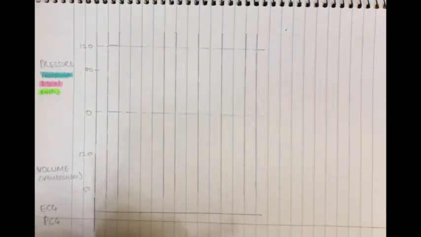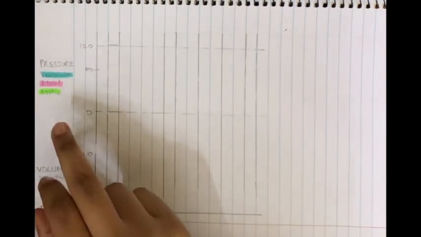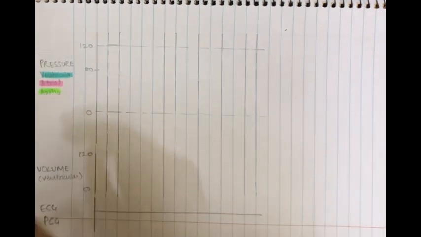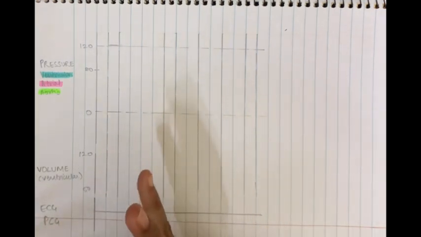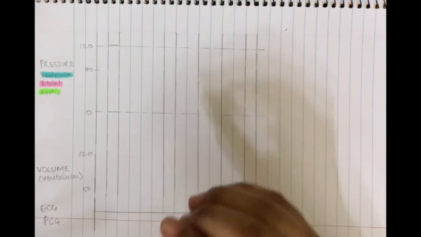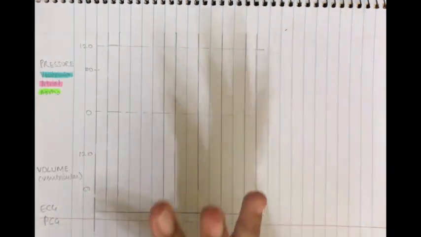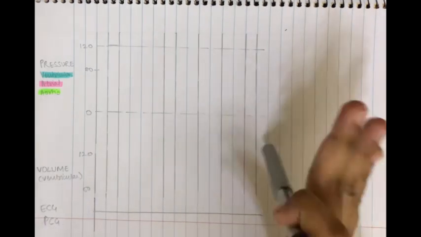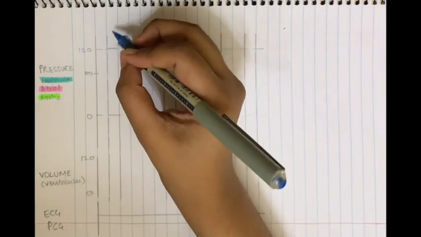Now I'll explain everything. Pressure is the pressure changes in the ventricle, which I'll be denoting with blue color, then in the atria with pink, and in the aorta with green. Volumetric changes only in the ventricle, and finally ECG, that is the electric changes or electrocardiogram, and PCG or the phonocardiogram or the heart sounds. You can again check out my video on ECG for a basic idea. So let us start with this phase.